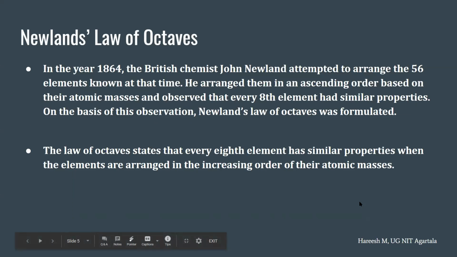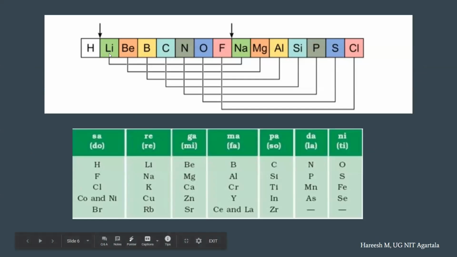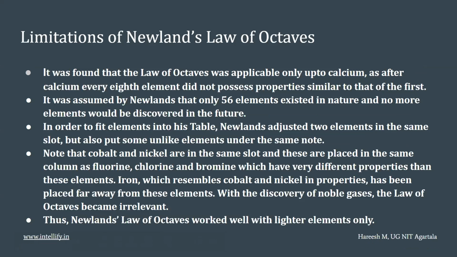Let us read the sentence again and try to understand this. The law of octaves states that every eighth element has similar properties, and the elements are arranged in increasing order of atomic masses. Basically, you will take all the elements known to you, arrange them in increasing order, and you will notice that every eighth element has similar properties. So lithium has similar property to sodium, beryllium to magnesium, boron to aluminium, and so on. But even though his attempt was very interesting, there were still limitations to it. Let us study about that.